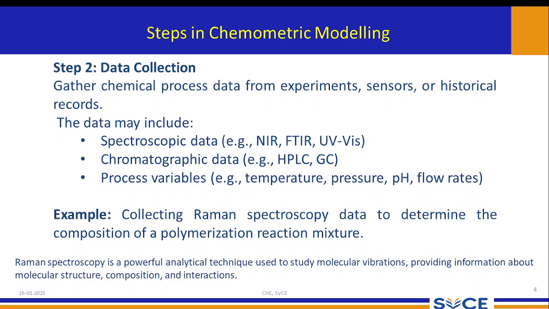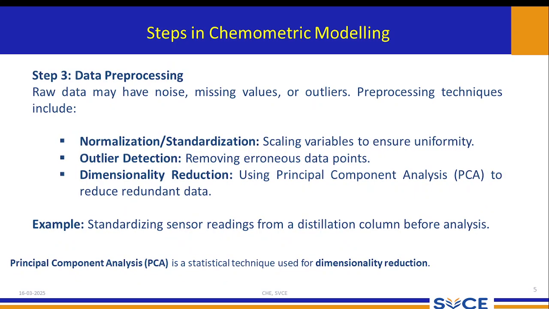What is Raman spectroscopy? It's a powerful analytical technique used to study molecular vibration, providing information about molecular structure, composition, and their interaction. So the molecular interaction, as well as the molecular structure and composition, can be determined by Raman spectroscopy. That particular data will help you to determine the composition of a polymerization reaction mixture.